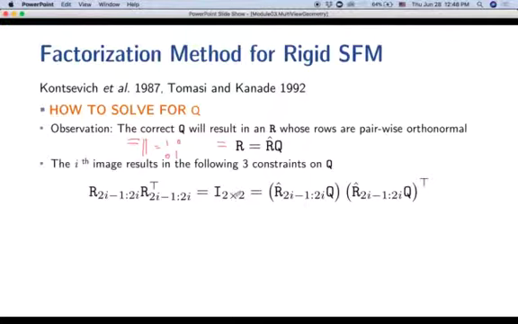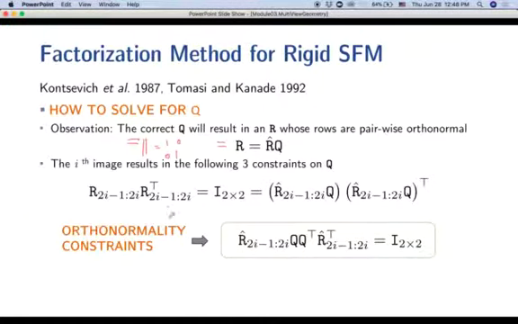And this gives me the constraint to solve for Q. So this is called the orthonormality constraints. I opened this transpose, so I got R hat 2i minus 1 colon 2i Q transpose R hat 2i minus 1 colon 2i transpose. This should be identity 2 by 2. I've written here that these are 3 constraints and not 4, even though I 2 by 2 has 4 terms. So this should really be 4 equations, right? I2 by 2 has 4 terms.